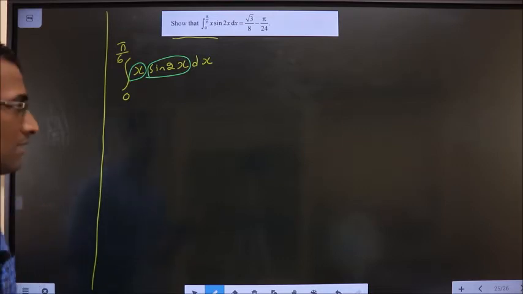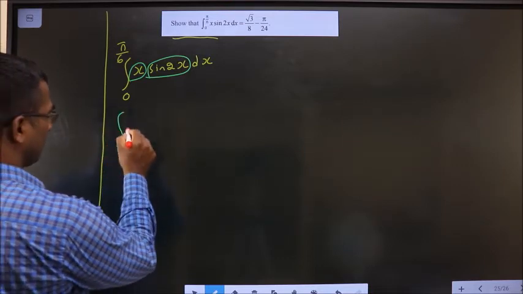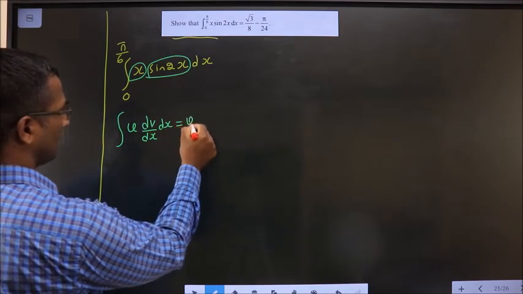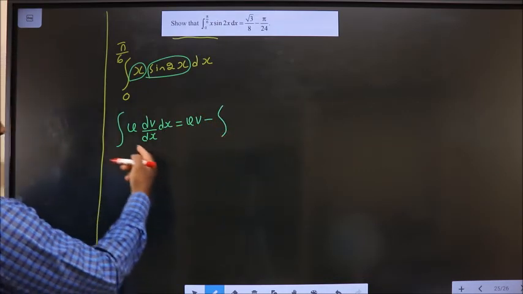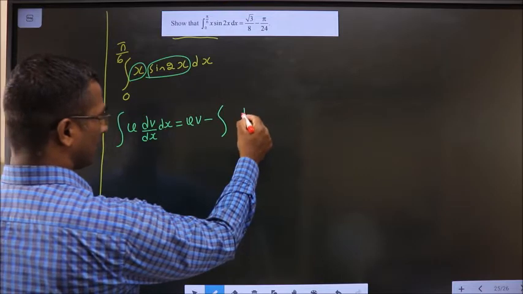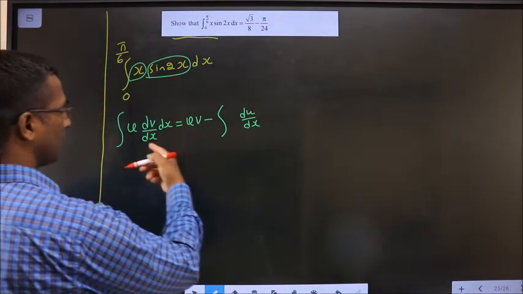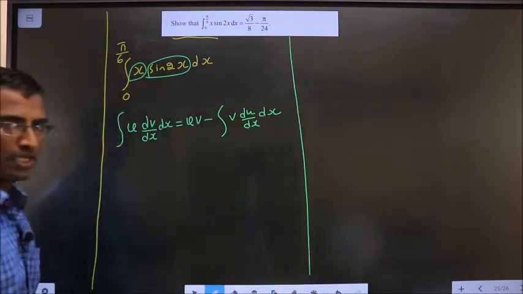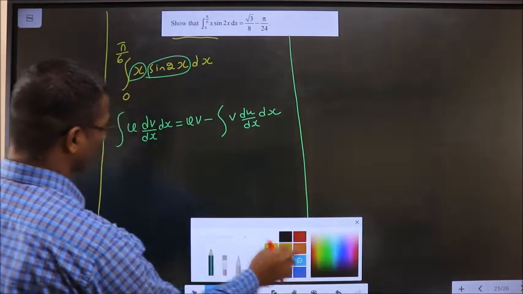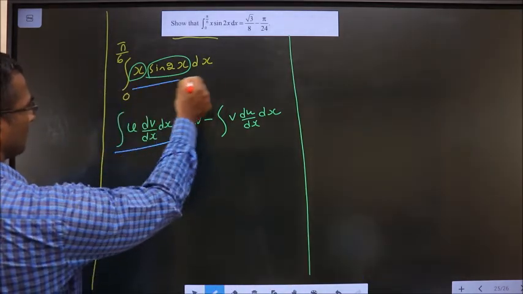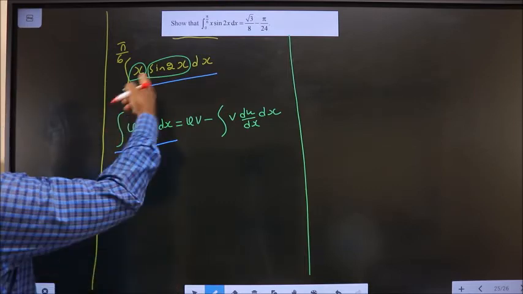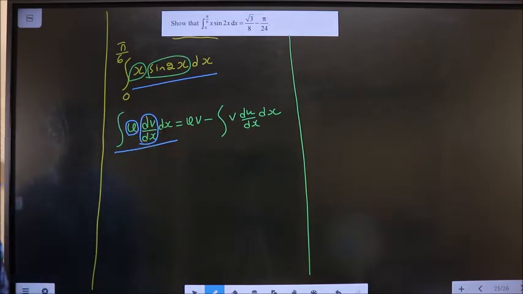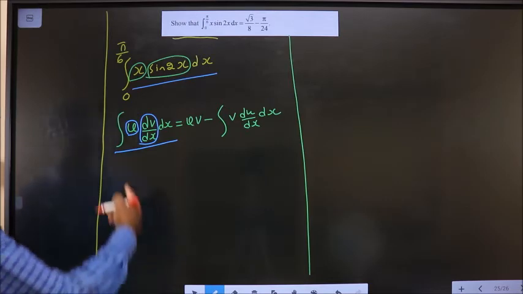And the formula is: integration of u dv by dx is equal to uv minus integration of v du by dx. This is the formula. Okay, now I will equate these two. When I equate, one of these two should be taken for u and another one should be taken for dv by dx. Now the question arises, which one shall I take for u?